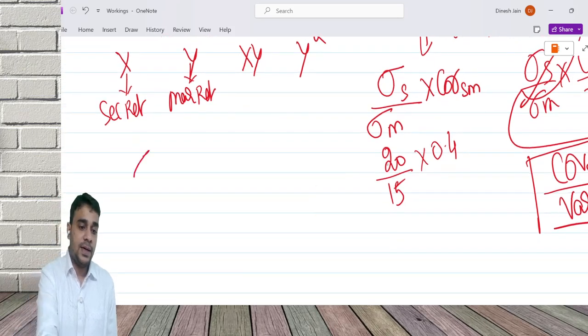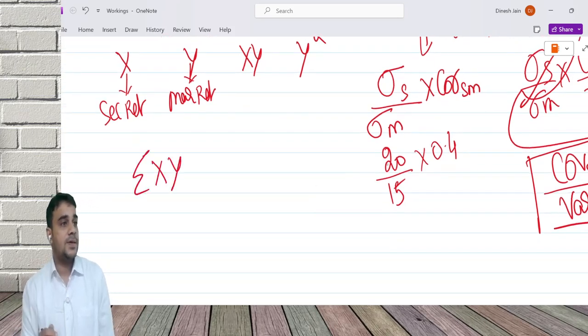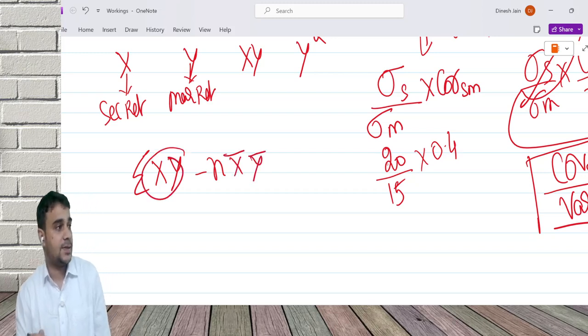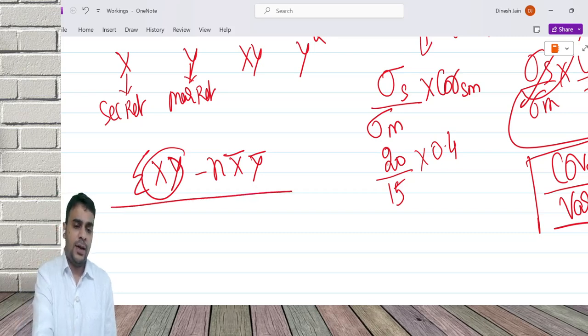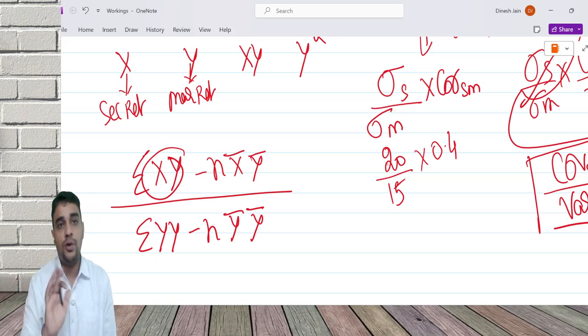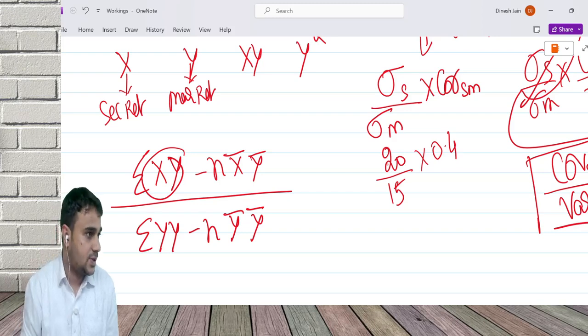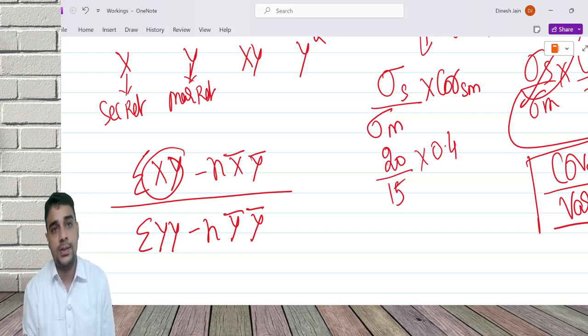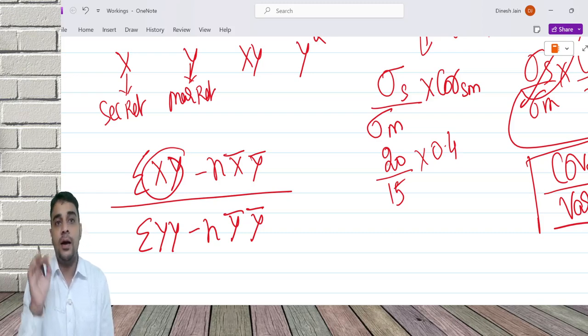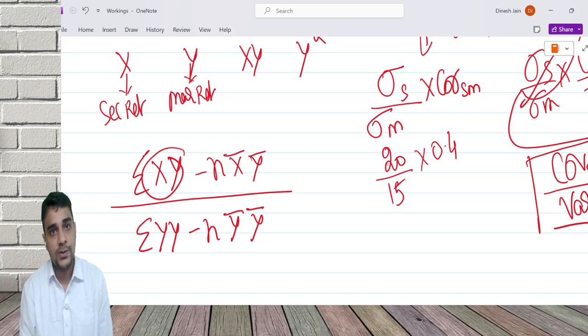Now what is the formula you can write? Sigma xy minus n x bar y bar, divided by sigma yy minus n y bar y bar. On top you write xy, in the denominator you write yy. We don't write yy, we write it as y square, but it's technically y into y. Sigma xy minus n x bar y bar, over sigma y square minus n y bar square.